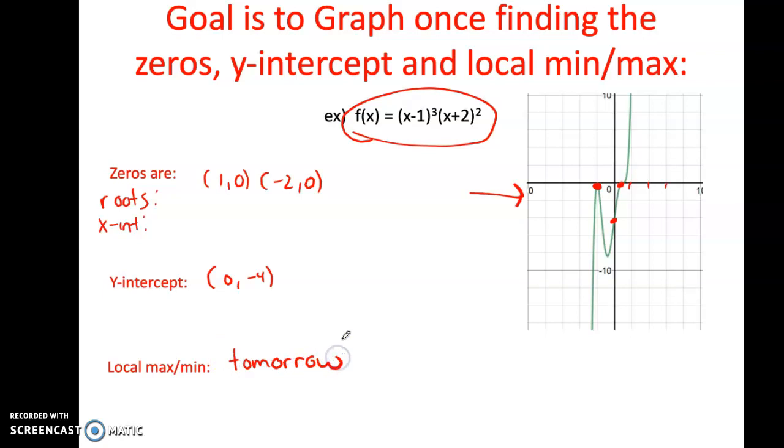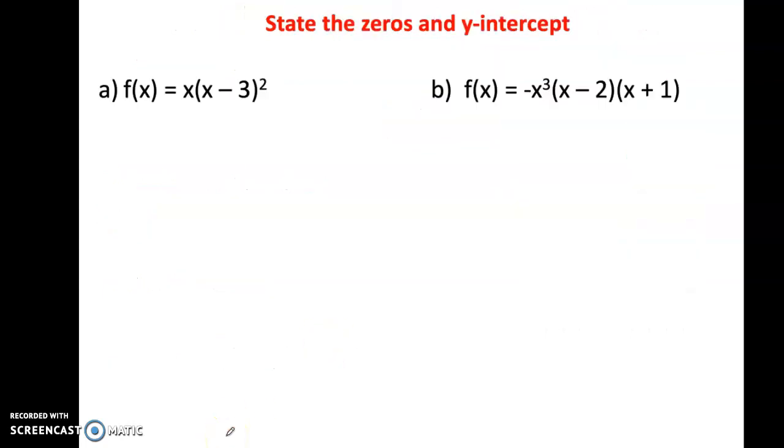Okay, we're going to go slowly since it's online. So the first step is to state the zeros and y-intercept, and you're welcome to pause it here because I'm going to go through all the answers just to make sure you could do it on your own before you have homework. The zeros here, you're going to set x equal to 0. It's already in factored form, and x minus 3 equal to 0. So my x-intercepts are going to be 0 and 3. So we have 0, 0, and we have 3, 0.